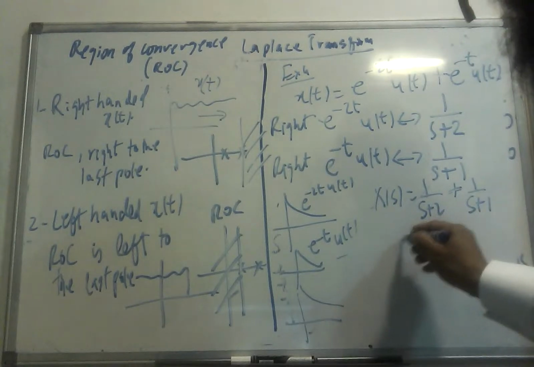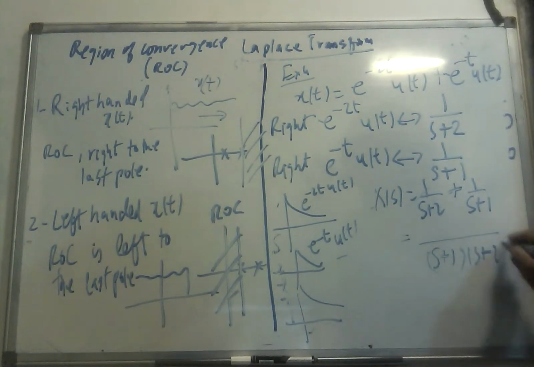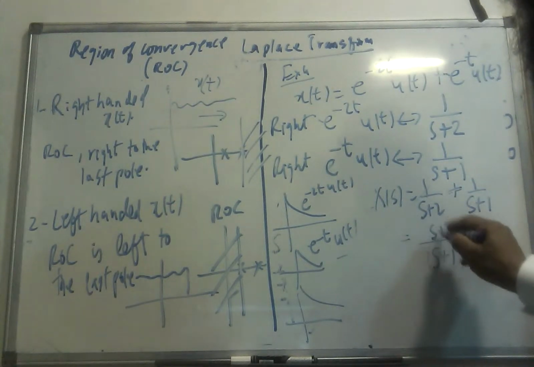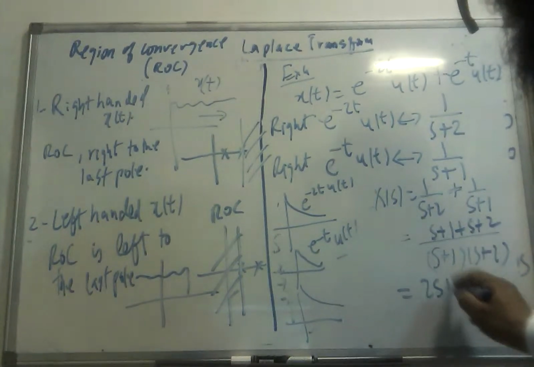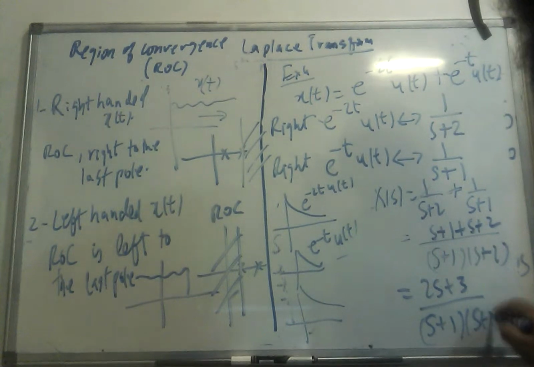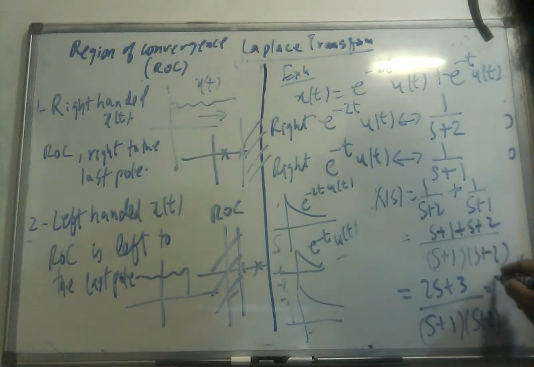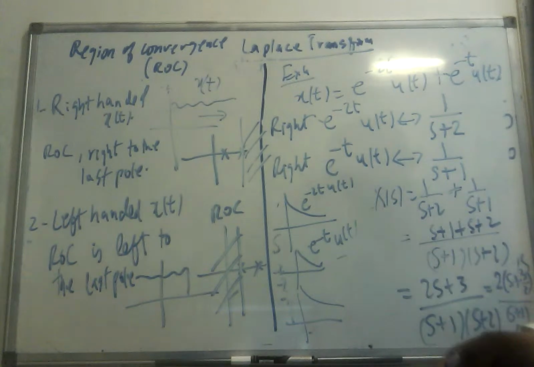So if I add the two, I will get s plus 1, s plus 2, and s plus 1 plus s plus 2. So this will be s plus 3 divided by s plus 1, s plus 2. This is equal to 2 as a common factor, and s plus 3 by 2 divided by s plus 1 and s plus 2. Now I can draw the region of convergence.